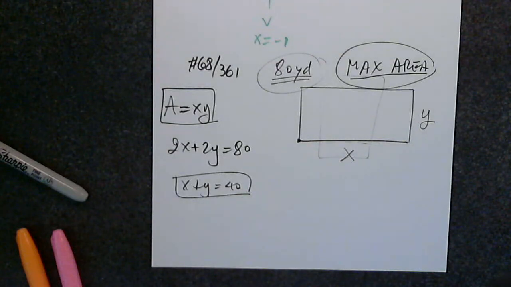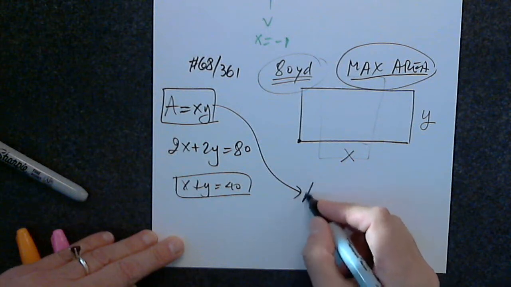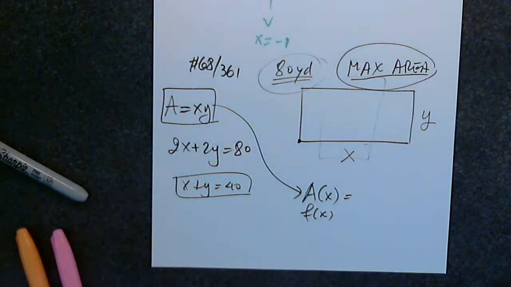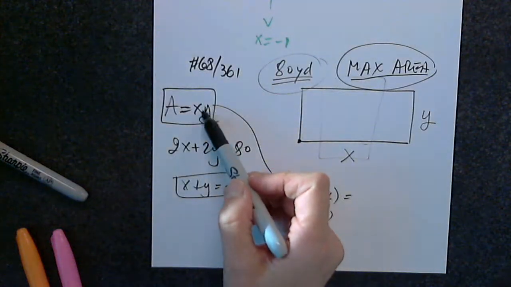How can I do that? So that I have an equation only in x, for example, or a function. This is like f of x. I will call it A of x because it's the area. But you can call it f of x. It doesn't matter. Is there a way of getting rid of this y from here?